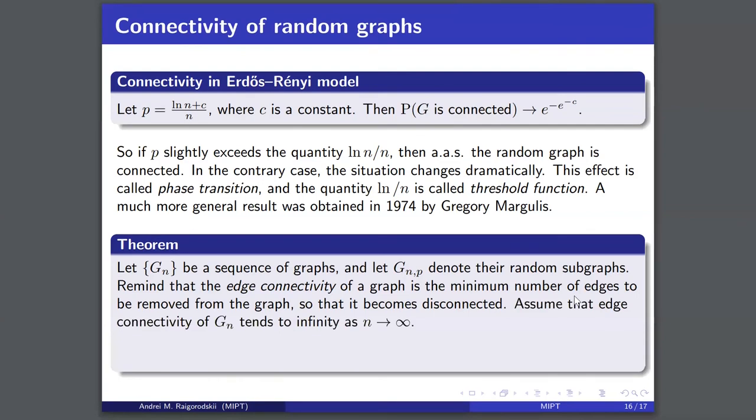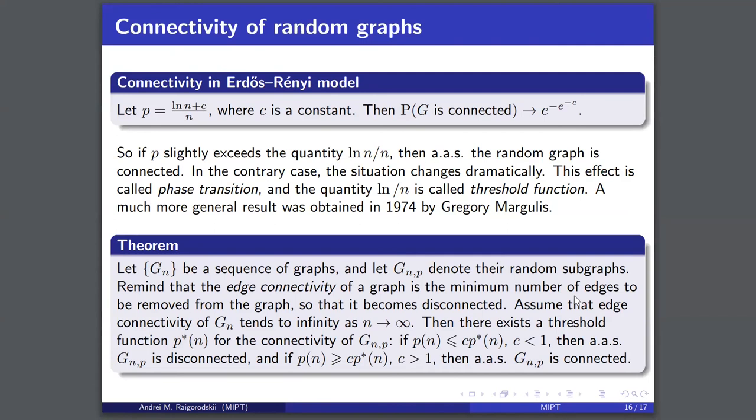Now assume that the edge connectivity of G sub n tends to infinity as n tends to infinity. So this is not an absolutely arbitrary sequence of graphs. In every such case, it's possible to find a threshold function. Here, a threshold function was log n over n, but Margulis proves that in every such case, it's possible to find some p star of n. In the same sense, if p of n, the probability of an edge, is less than or equal to c times p star of n with some constant c strictly smaller than one, then asymptotically almost surely G n p is disconnected. And if p of n is greater than or equal to some constant greater than one times p star of n, then asymptotically almost surely G n p is connected.